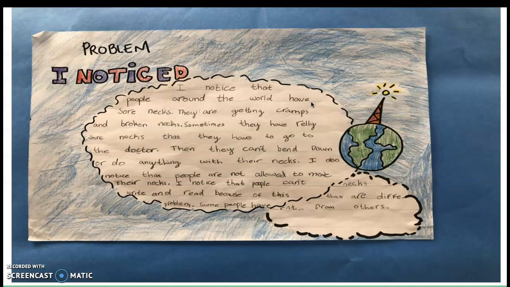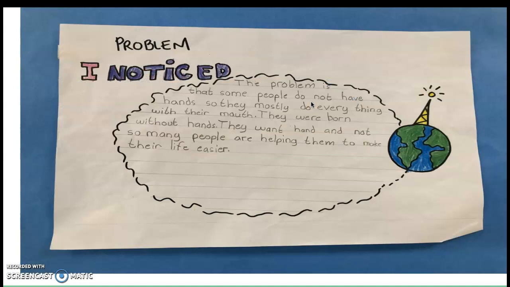And she actually chose this problem because her mom had this problem at home, so she wanted to do something to improve her mom's life or health. And then there is this other problem. She wrote, the problem is that some people do not have hands, so they mostly do everything with their mouth. They were born without hands. They want hands, and not so many people are helping them to make their life easier.